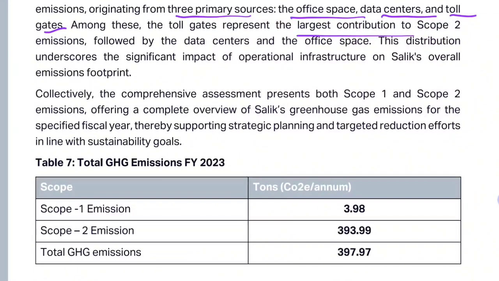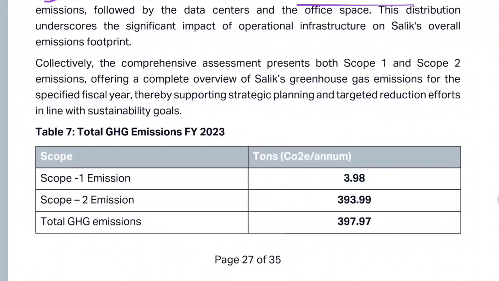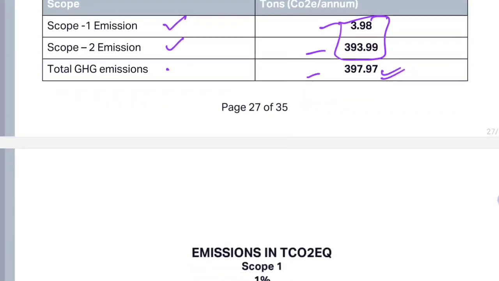And distribution underscores the significant impact of organizational infrastructure on Salik's overall emissions footprint. So we can say collectively, a comprehensive assessment of scope 1 and 2 emissions, offering a complete overview of Salik's greenhouse gas emissions, like we see here. Total GHG emission for financial year 23: scope 1, scope 2, and total. These two add together, and this will be the total emissions.